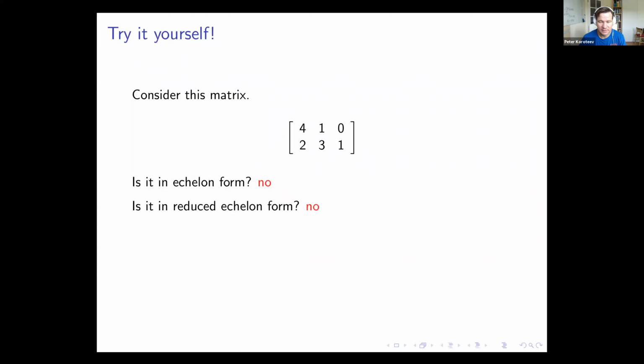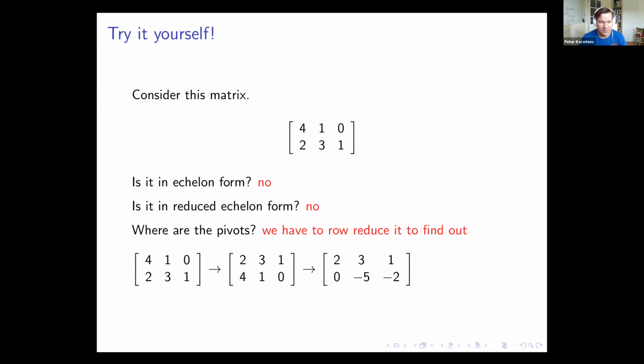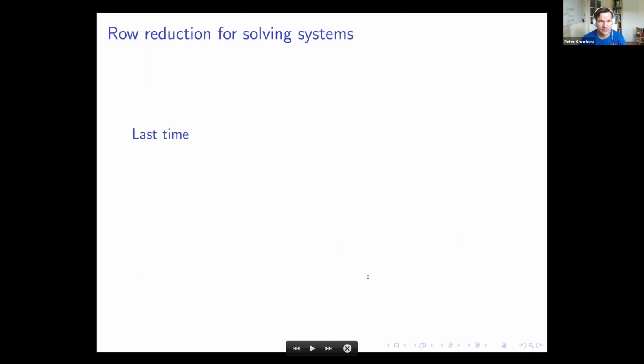Of course, also no, because reduced echelon form is a stronger requirement than the echelon form. So where are the pivots? For the first row, it could be anyone here. To do that, you need to produce the row reduction. So for convenience, let's swap the rows and then multiply the first row by -2 and add it to the second one. So this will be one pivot, this will be another pivot. Okay.